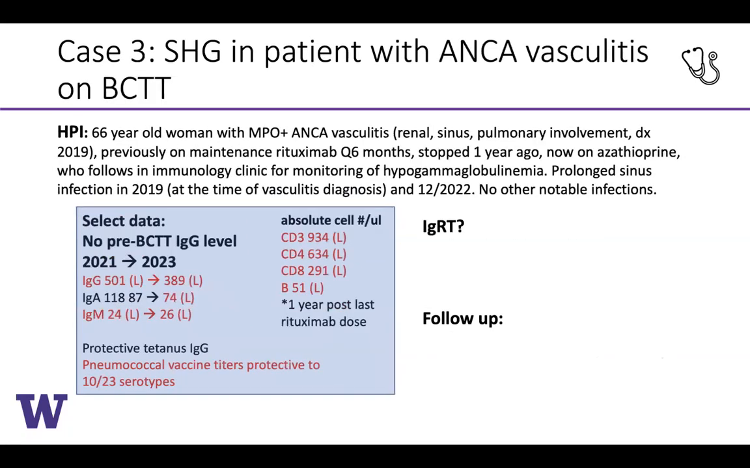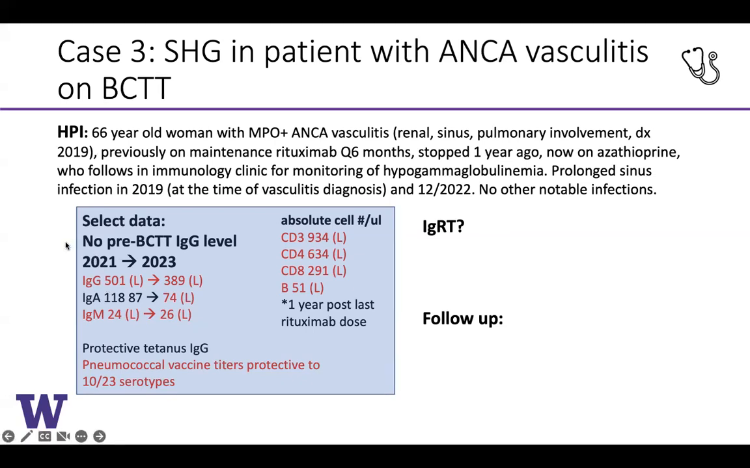This case is a patient with ANCA vasculitis on B-cell targeting therapy. This is a 66-year-old woman. She has MPO positive ANCA vasculitis with renal, sinus, and pulmonary involvement. She was previously on maintenance rituximab. It was stopped a year ago. She remains on azathioprine. She has hypogammaglobulinemia and follows in our clinic. In terms of her infectious history, it's not significant, so to speak. She had a prolonged sinus infection when she was first diagnosed with her vasculitis, and only recently had a prolonged, difficult to treat sinus infection, but nothing else.